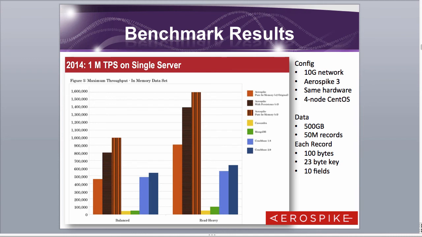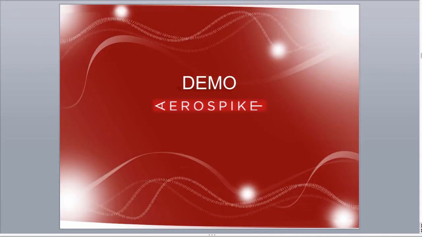And for a little bit more information about that 1 million transactions on a single server per second, here is some information from the benchmark. And you can see the configuration over on the right. It's Aerospike 3, a 10 gig network, 4 node CentOS, 500 gigs of data, 50 million records, and the size of each record. So in the demo, I'm going to show you working with Aerospike, given the utilities and the libraries that are available for it.